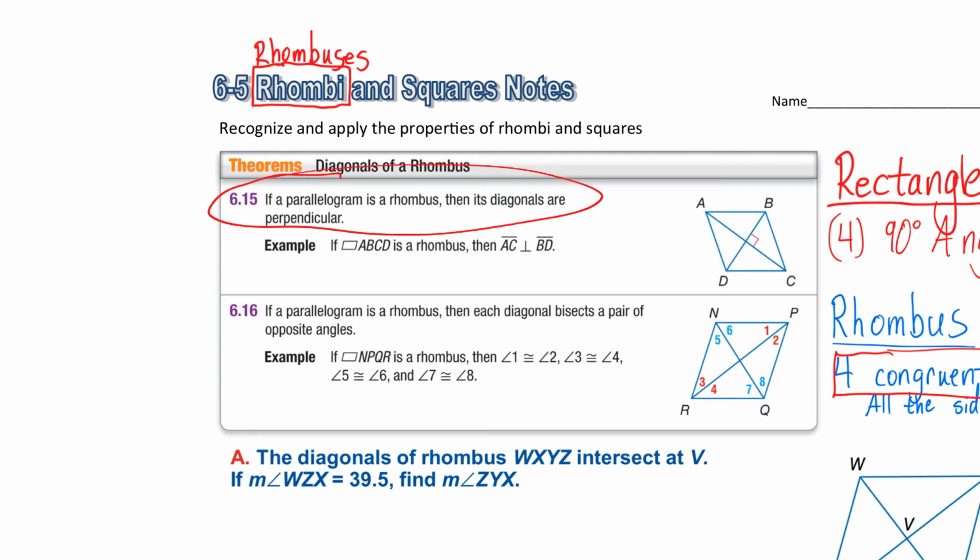Okay, so here's one property of a rhombus. Somebody read that for me, please. If a parallelogram is a rhombus, then its diagonals are perpendicular. Okay, and there's the key word. If it's a rhombus, the diagonals are perpendicular.